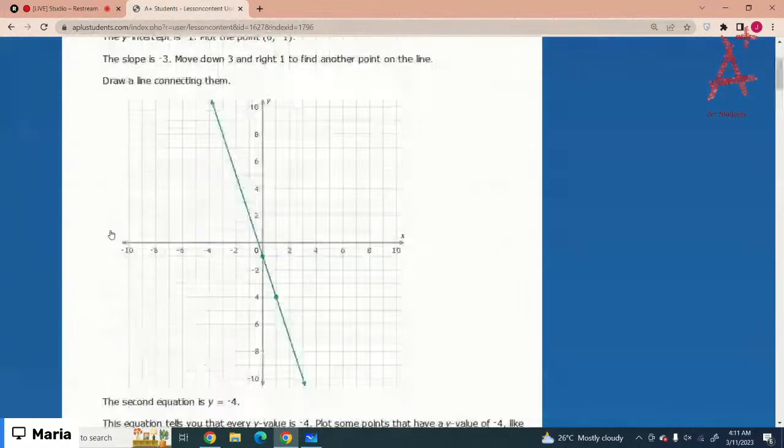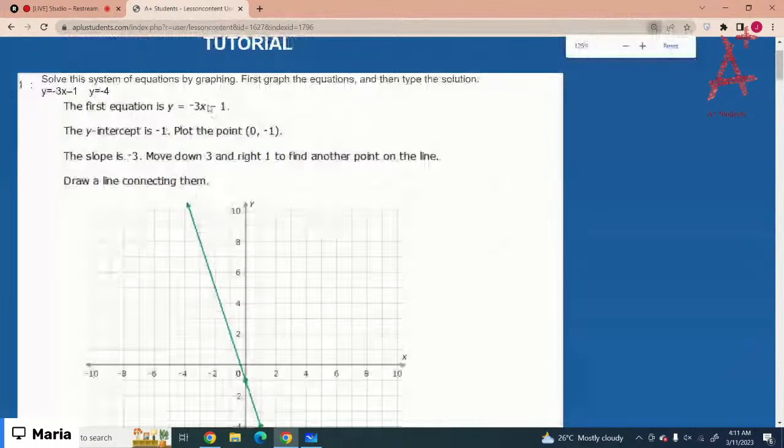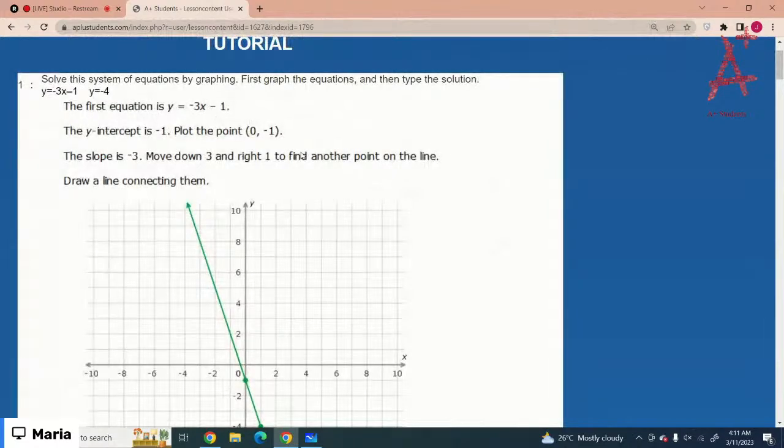Okay, so the first equation is y equals negative 3x minus 1. So you can just compare the equation to y equals mx plus b. So b is the y-intercept. Here the y-intercept is negative 1. So the point is (0, negative 1), and slope m equals negative 3. So that means you have to move down 3 and right 1.